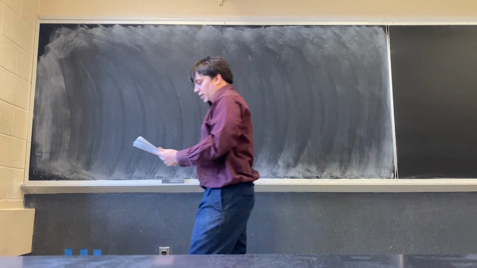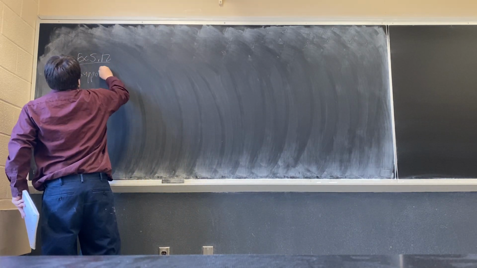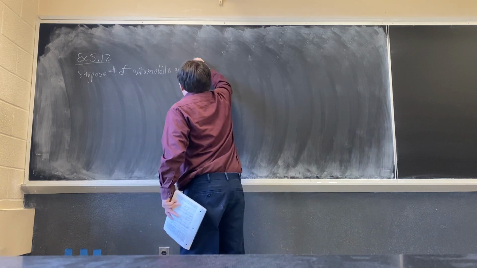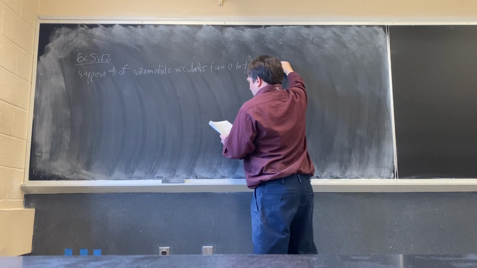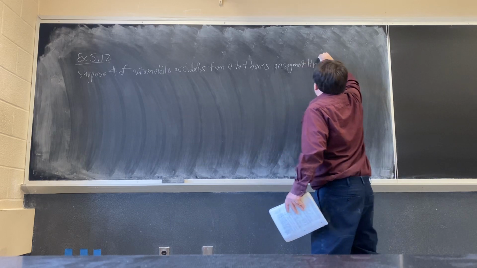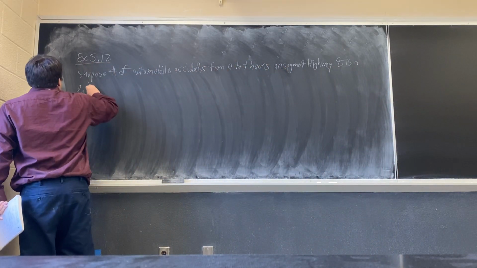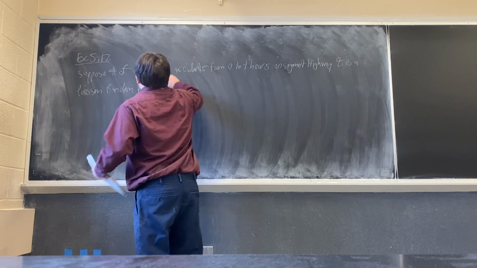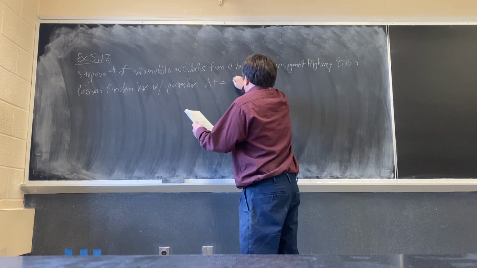Good. Okay, so let's keep going. Example 5.12. Suppose the number of automobile accidents from 0 to t hours on a segment of highway Z is a Poisson random variable with parameter lambda t, which is equal to 1 over 15 t.